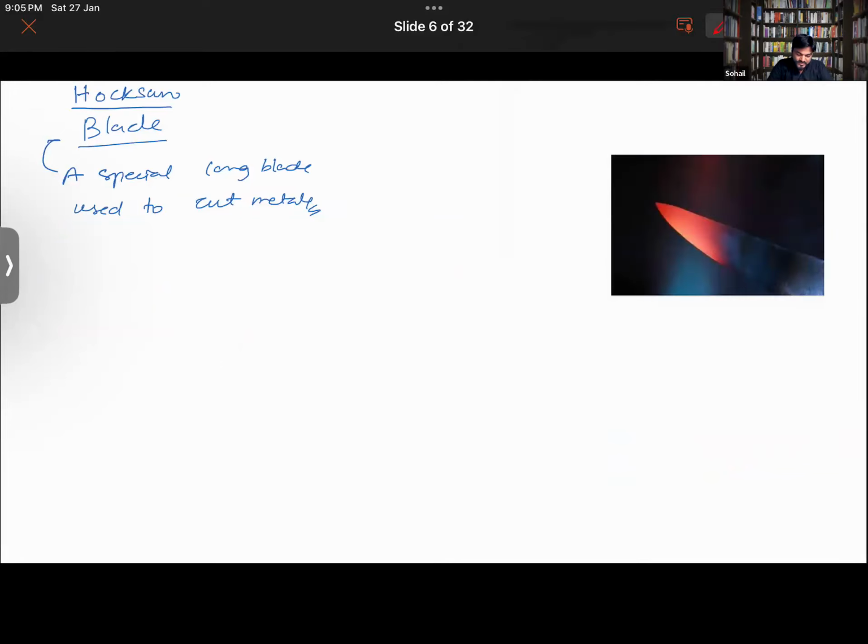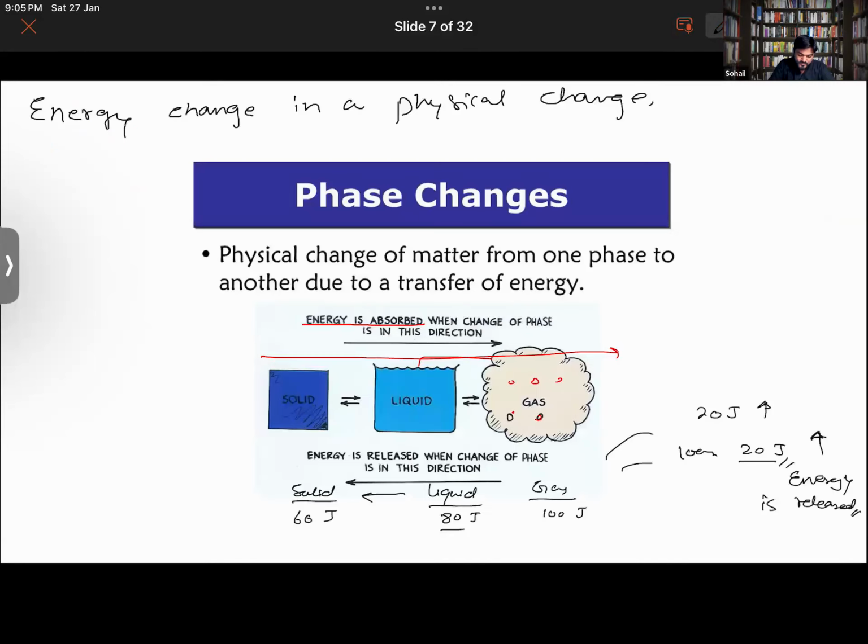For example, see, this blade has been heated here. After some time when you stop heating it, it will again cool down, right? So the color here has changed. It is very heated now, but is there any change in the composition of the blade here? Nothing, sir. So that is what physical change is.